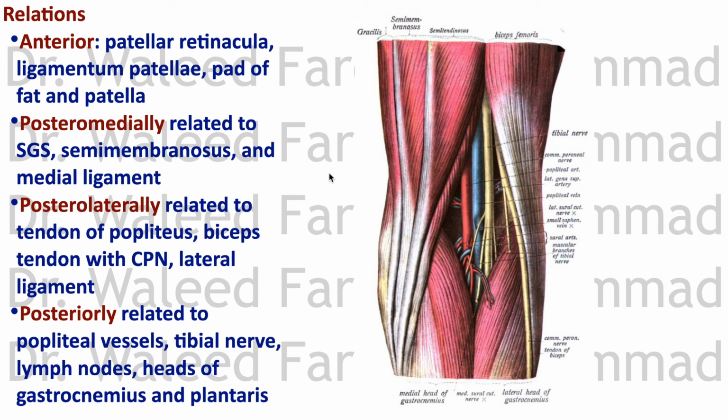Relations of the knee. Anteriorly, we have the patellar retinacula, the ligamentum patellae, the pad of fat and the patella. Posteromedially, we have the semitendinosus, semimembranosus, the sartorius and gracilis, the aponeurosis, and the medial ligament. Posterolaterally, we have the common peroneal nerve along the tendon of the biceps, the lateral ligament of the knee, and the tendon of popliteus.